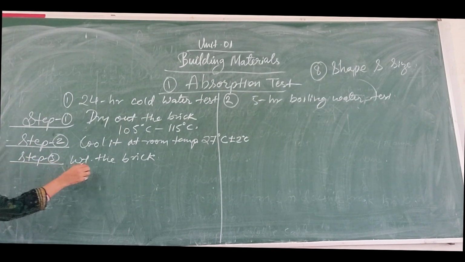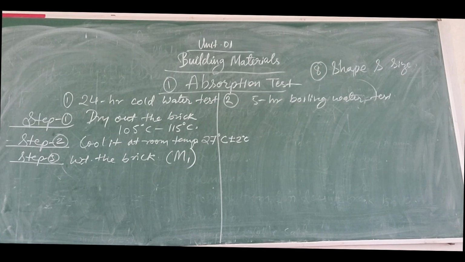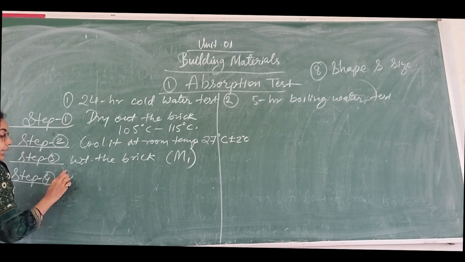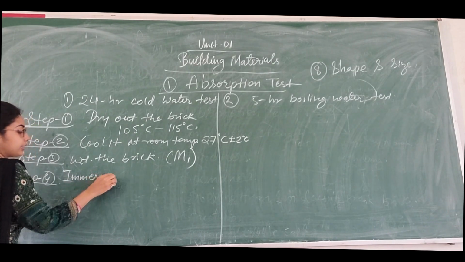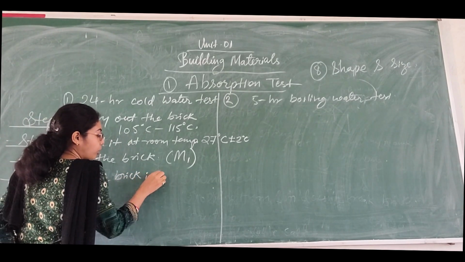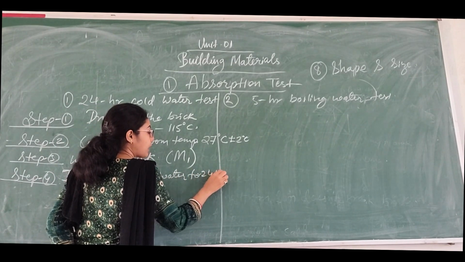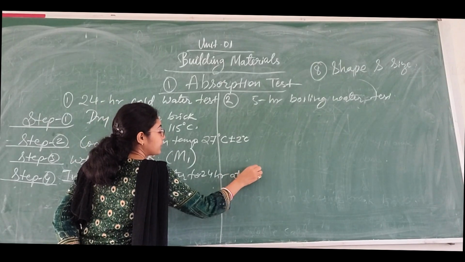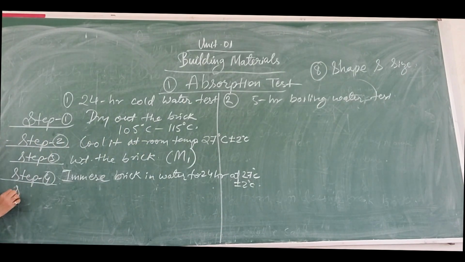Okay. The weight of the brick that I take after drying in the oven will be marked as M1, right? Next is your step 4. Immerse. What is the meaning of immerse? Dubki marna. Immerse the brick in water for 24 hours at 27 degrees centigrade plus minus 2 degrees above and below.